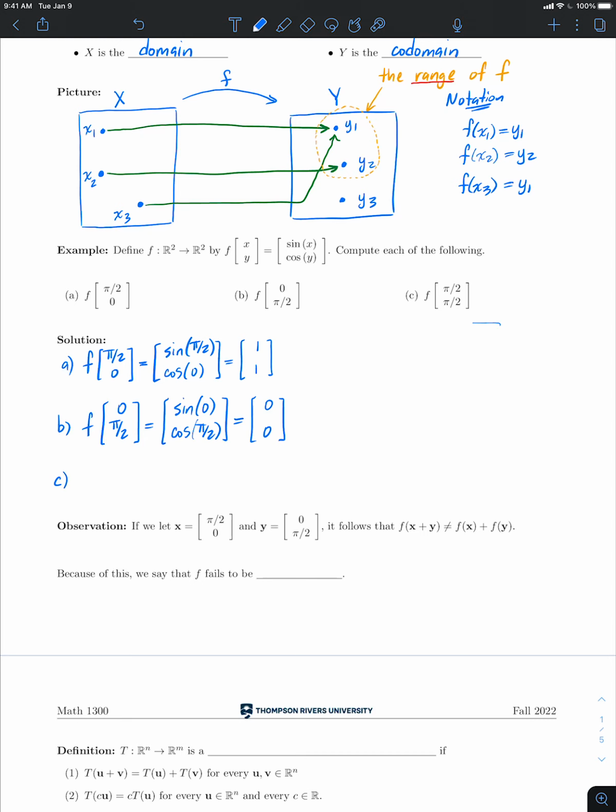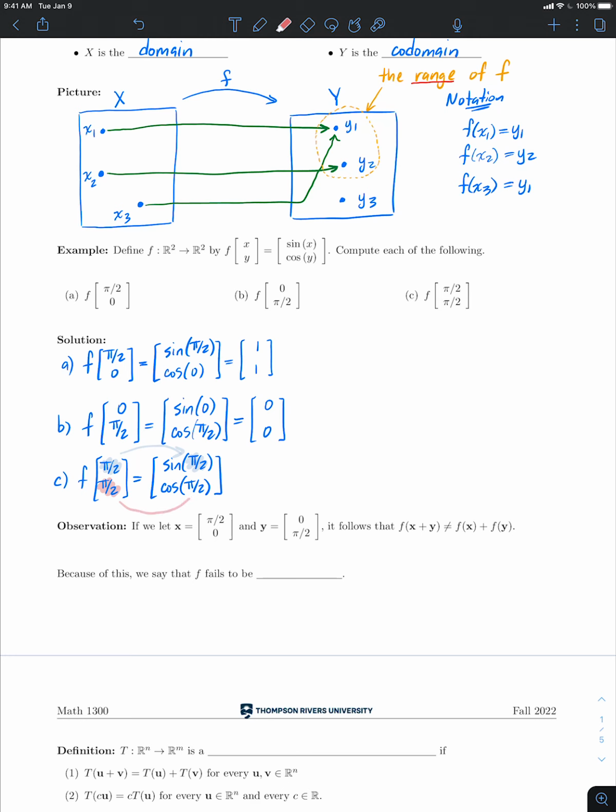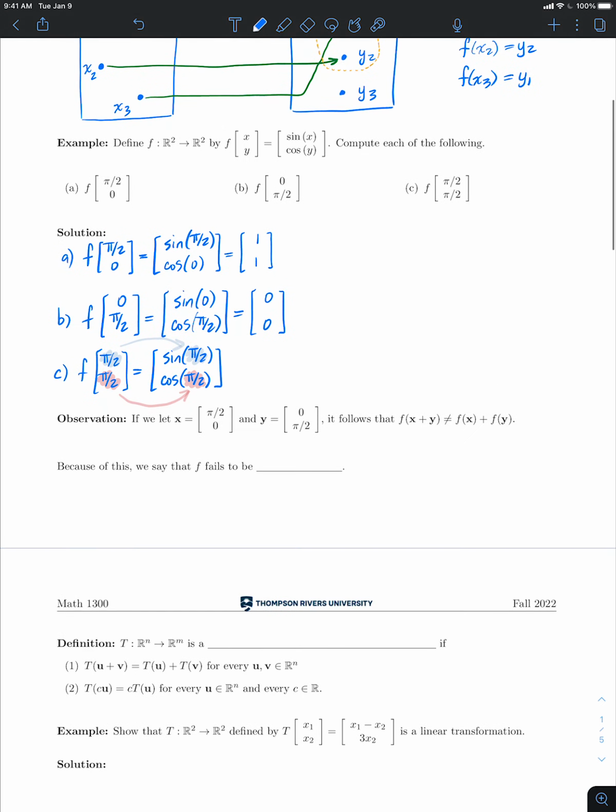I'll do it down here so we can leave this space for something else for a comment later. So f of pi over 2, well, follow the same rule, right? The first coordinate is going to be sine of the first coordinate of the input vector, and the second coordinate is going to be the cosine of the second coordinate of the input vector. Okay, so this goes in here, and this goes in here. It just so happened that they were the same value for reasons that will become clear in a moment. There's a reason I chose it like that.